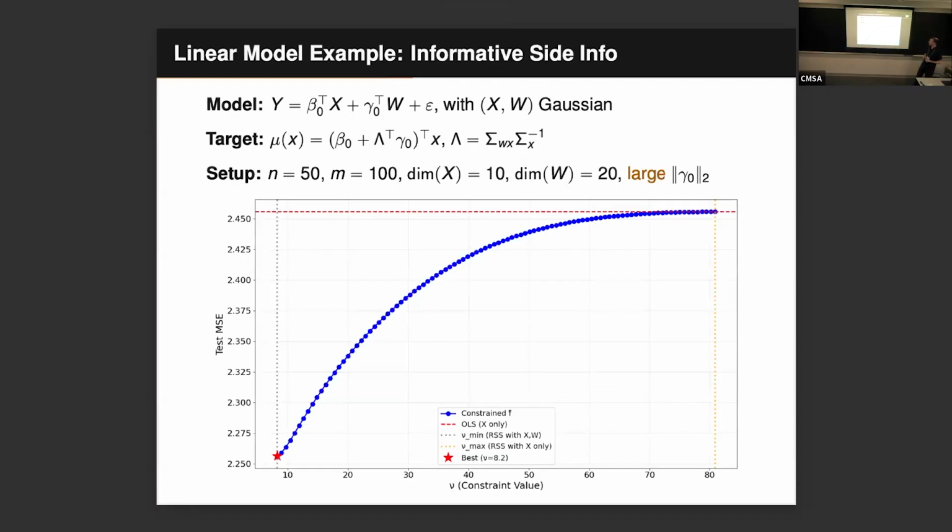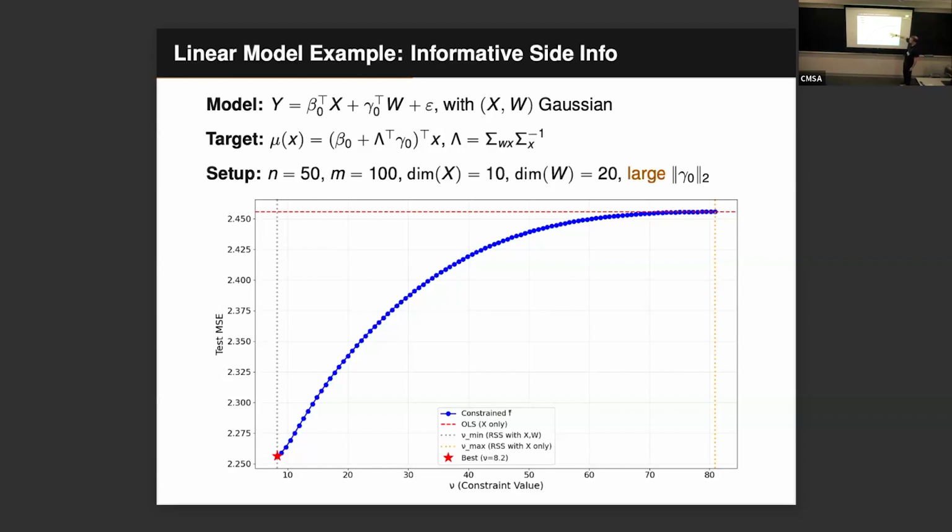So let's just fit a linear Gaussian model. So here I'm assuming that my Y's are some linear combination of the X's and then also the W's, the side information. And so if I have some dependence between X and W, well, okay, I have a Gaussian model, so my target, the conditional expectation, is also going to be linear, and I have this parameter vector then that the deployment model would be trying to estimate. So in this setup here, I have 50 labeled samples, I have 100 unlabeled samples, the dimension of X is 10, the dimension of W is 20, and the signal that I have for the side information variable, for the W information, is in this case quite large. So I've chosen it to be pretty large.